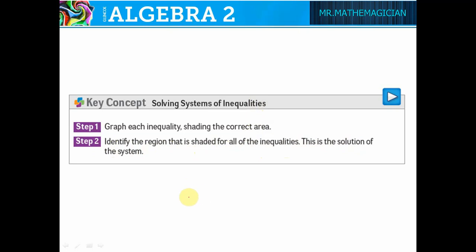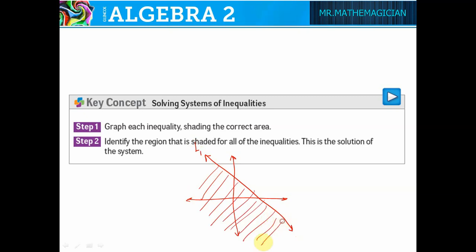Means, if this is the x-axis and this is the y-axis and the borderline of the first inequality is like this one, let's say this is the line L1 and it has the shading in this direction. This is for example, of course. Now, if the borderline of the second inequality is this way, let's say L2, and the shading of this inequality was in this direction.